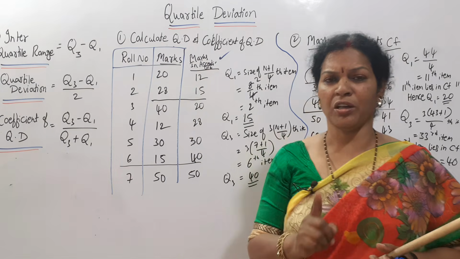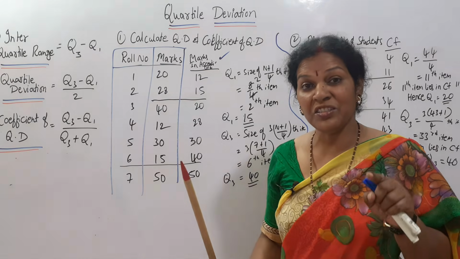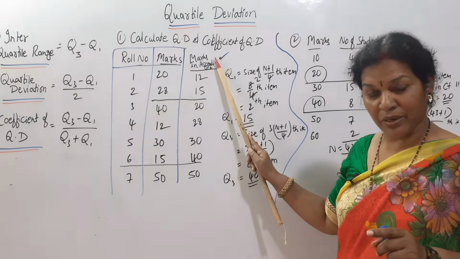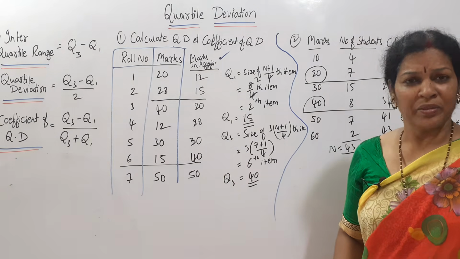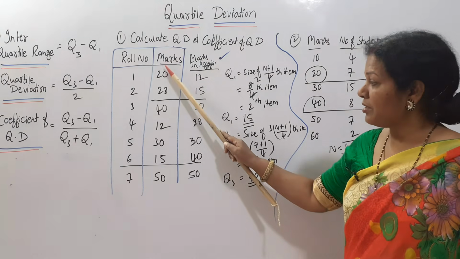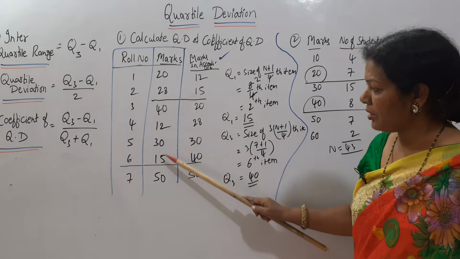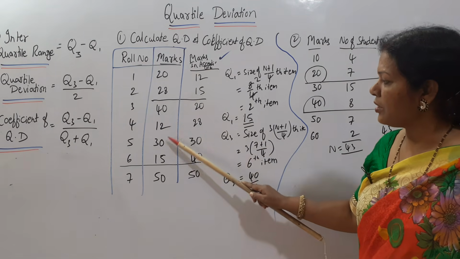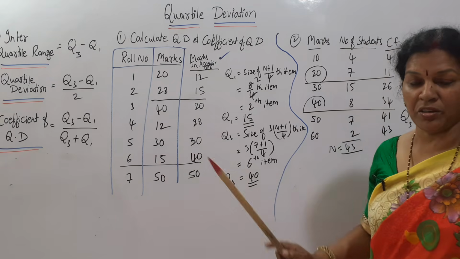In an individual series, always remember the first step is to arrange the data in ascending order. So I have arranged the marks in ascending order once again. I have done some small calculations to save your time. You know the calculations anyway. The first number is 12, then 15, 20, 28, 30, 40 and 50, in ascending order.